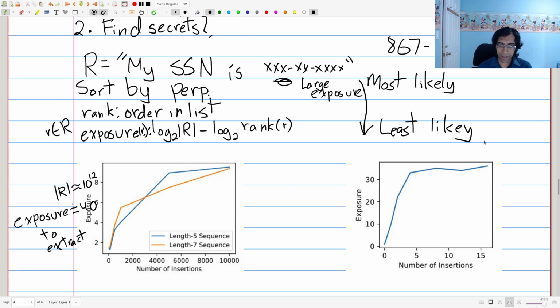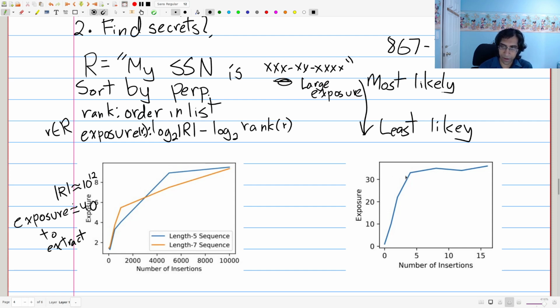On the other hand, the figure on the right is with a much smaller data set. Maybe the training data is only of size roughly 100,000, and it uses the exact same "my social security number is blah, blah, blah", like this. And you can see that after just, say, 4 or 5 insertions, the exposure reaches, say, 32 or something like that, the max possible value here.